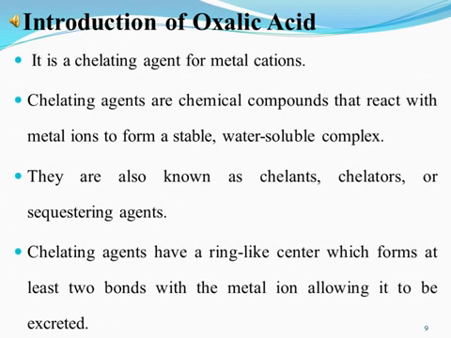Now continuing the introduction of oxalic acid. Oxalic acid is a chelating agent for metal cations. And now what are chelating agents? Chelating agents are chemical compounds that react with metal ions to form a stable and water-soluble complex. They are also known as chelants, chelators, or sequestering agents. Chelating agents have a ring-like center which forms at least 2 bonds with the metal ion, allowing it to be excreted.